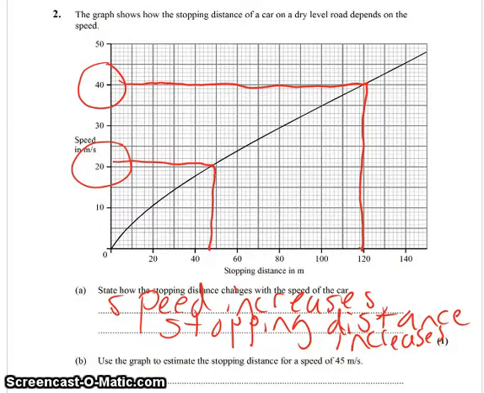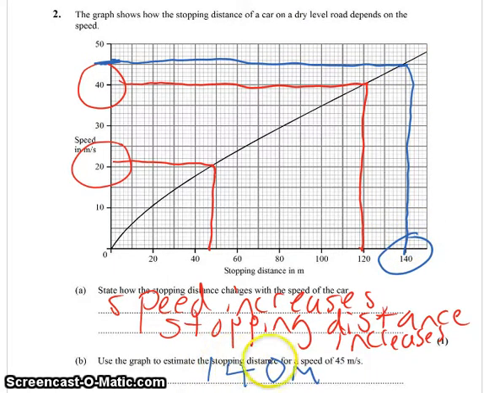So we need to look at 45 on our graph, which is up here, and we need to go across until we hit a line, and then down, and we find that we've got a distance of 140 meters.